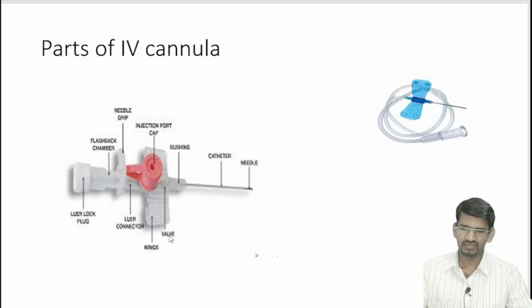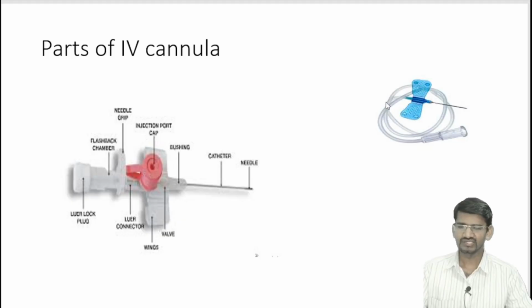Then this is a valve, and here we have a Luer lock plug, which we commonly call an IV cap. This is a flashback chamber where, once the needle gets access to the vein, we can see the backflow of blood in this area. That confirms that your needle, or your catheter, is in the vein. This can be used for giving injections, and this is the needle. So these are the different parts of the IV cannula.